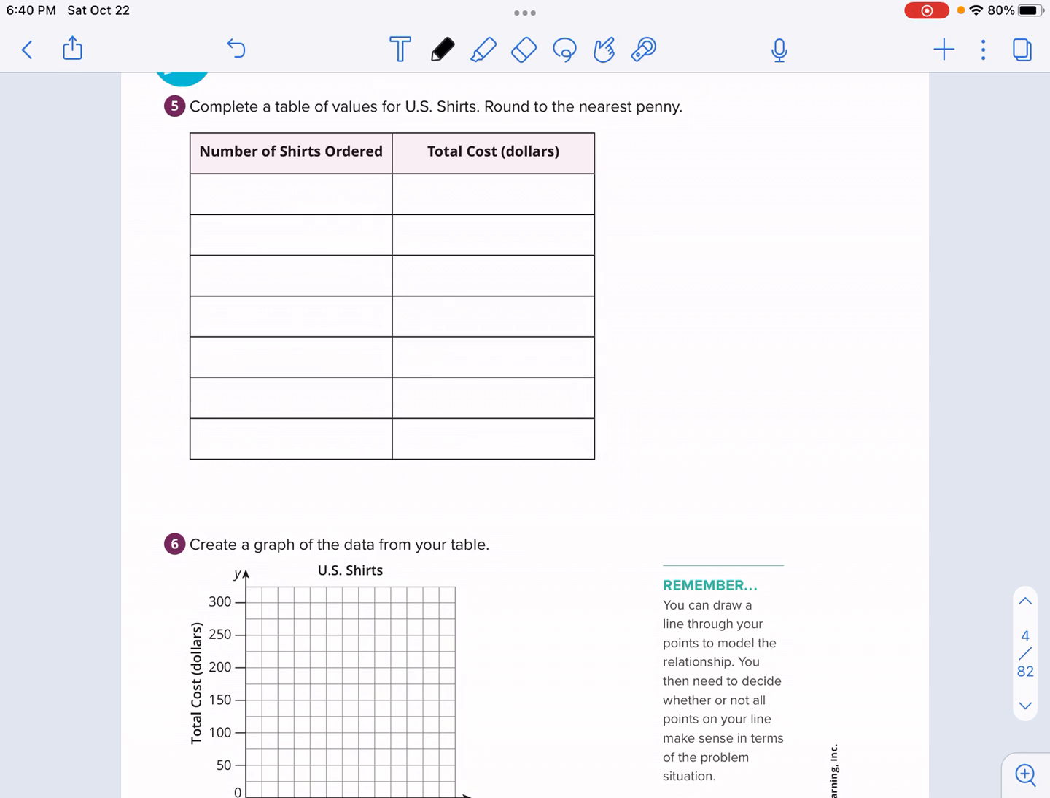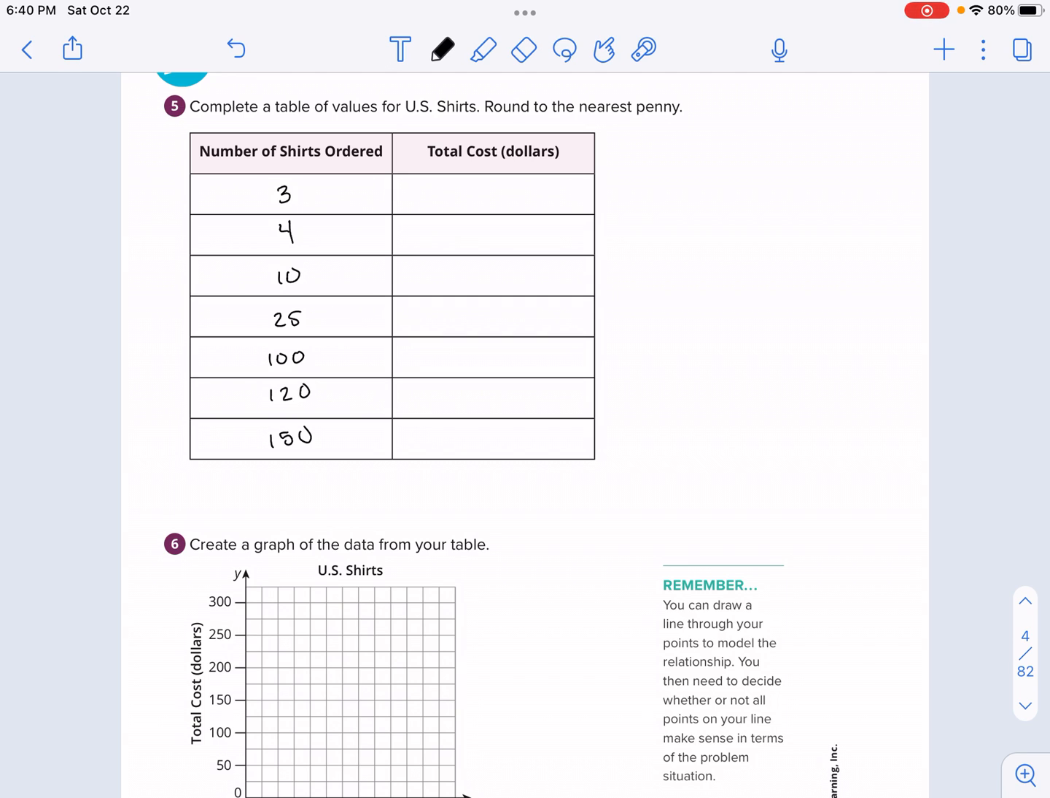I'm actually just going to give you some varying numbers for number of shirts, and I'll have you determine what the total cost is. Okay, so we're going to start out with 3. We'll go 4, 10, 25. We're going to increase it by quite a bit. We'll go to 100, 120, and 150.